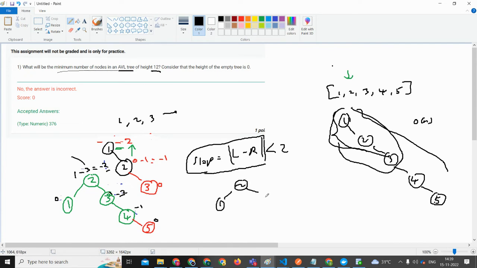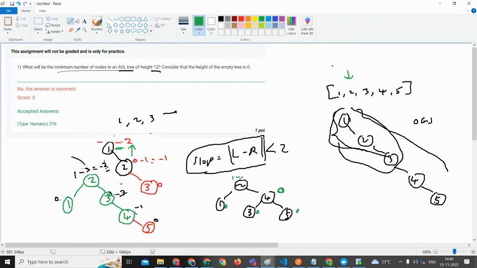The child node goes up: 4 up, 3 downside, and 5. Now is this a balanced tree? We need to check the slopes. For 4 it is 0, and for the others also 0, 0.